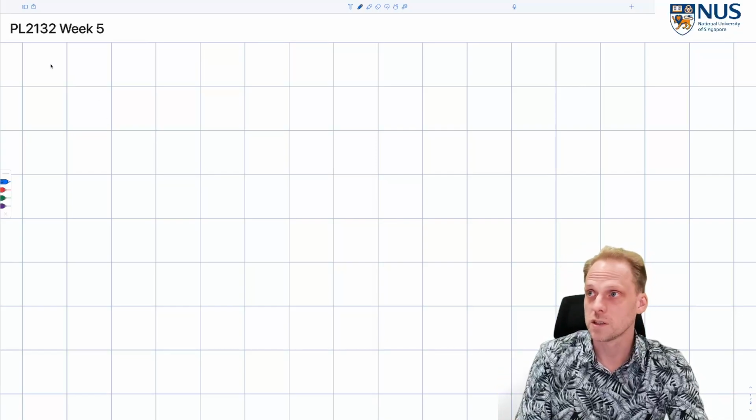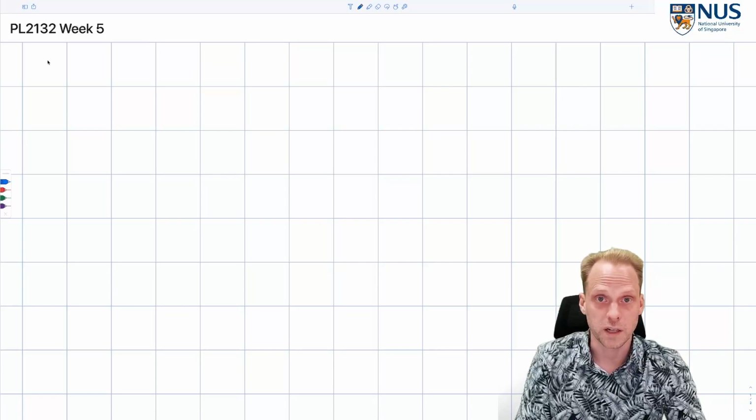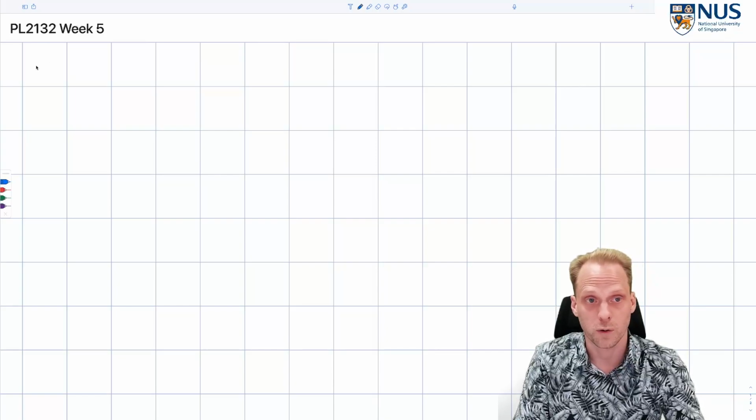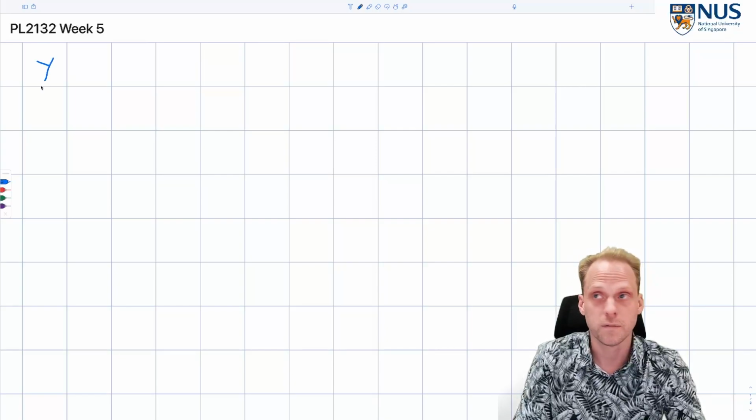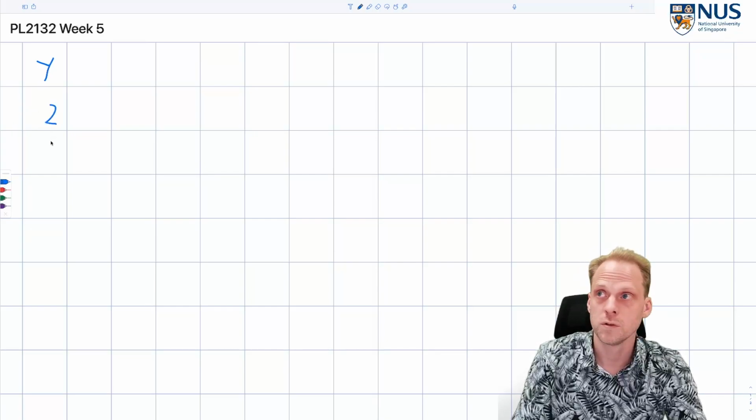So let's suppose that we observe a data set, a dependent variable or outcome variable y, and say that we have 4 observations. We have the observations 2, 3.5, 4, and 3.5.